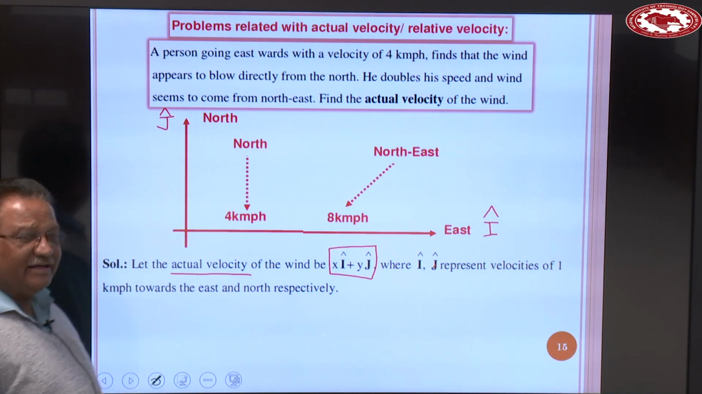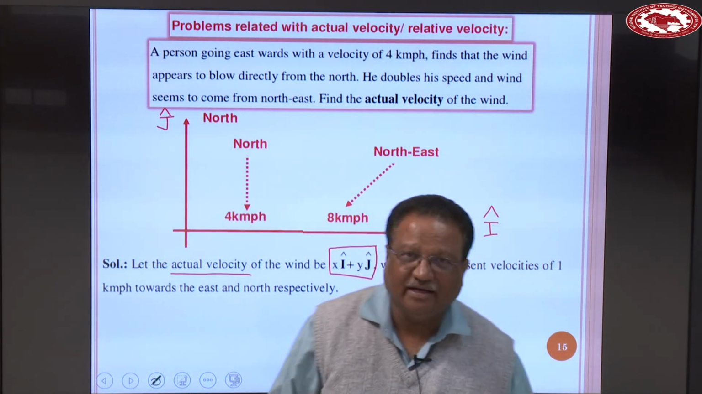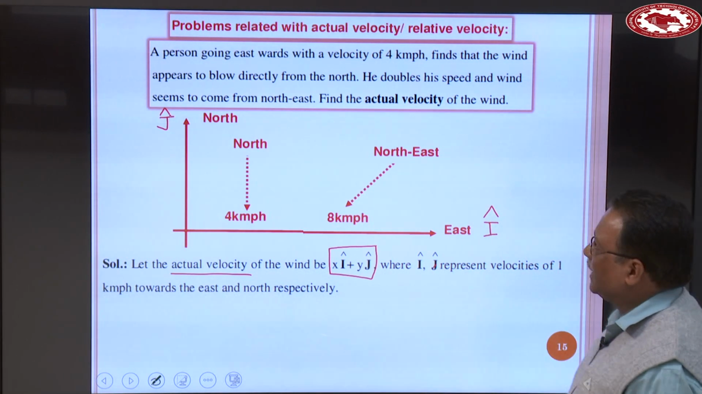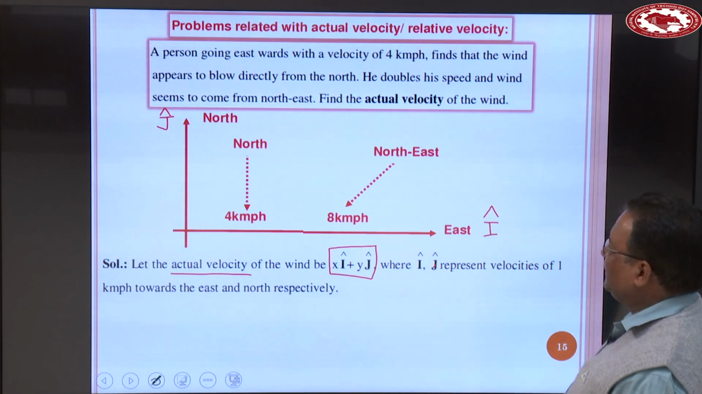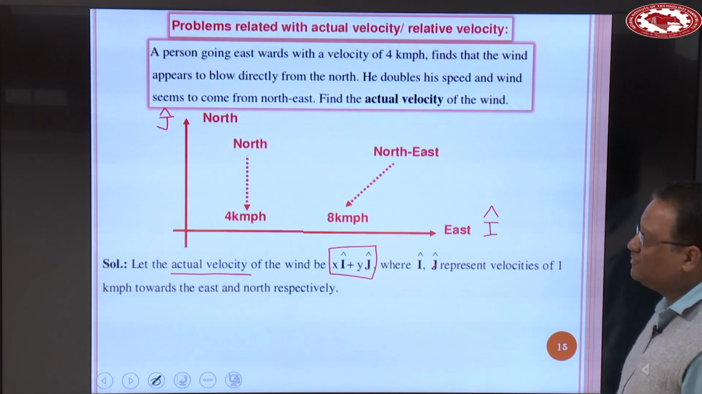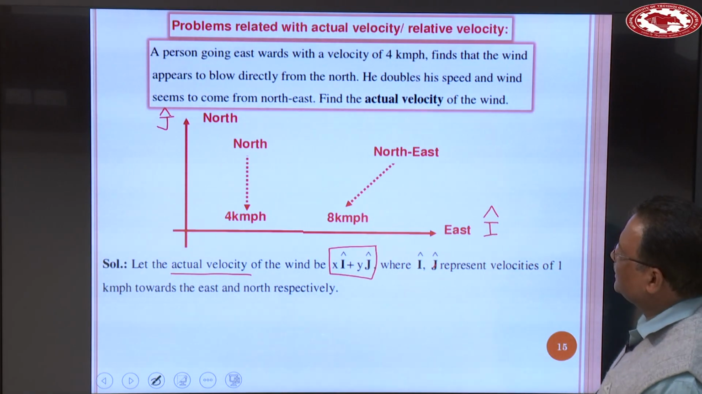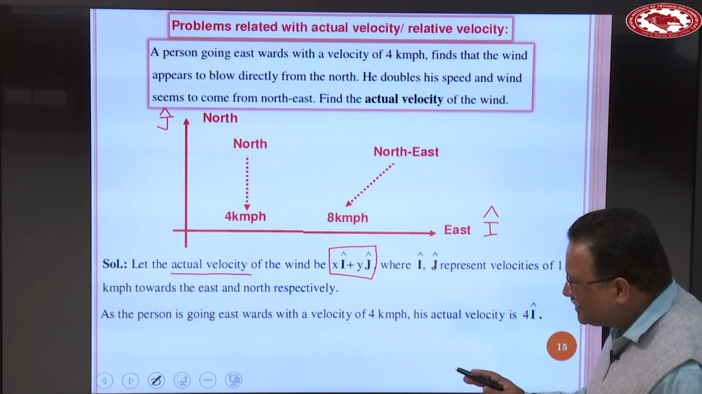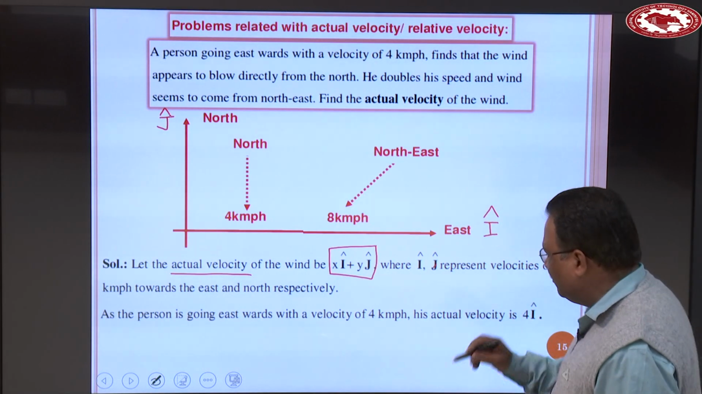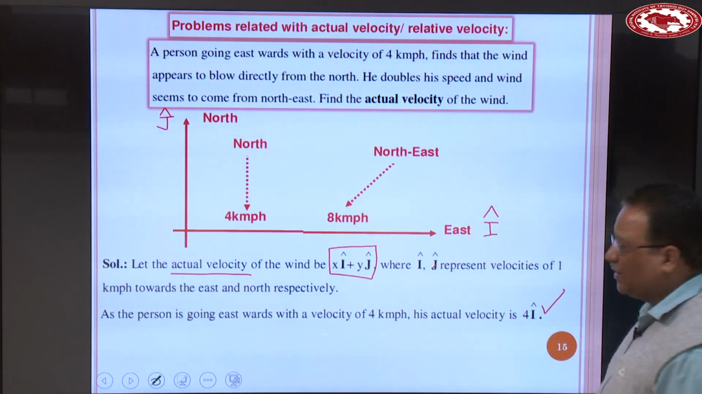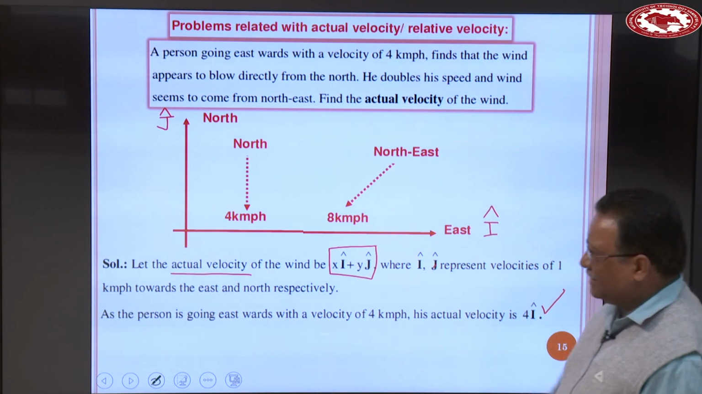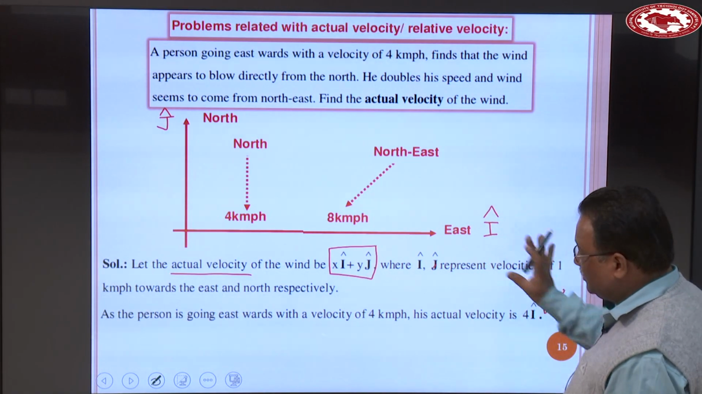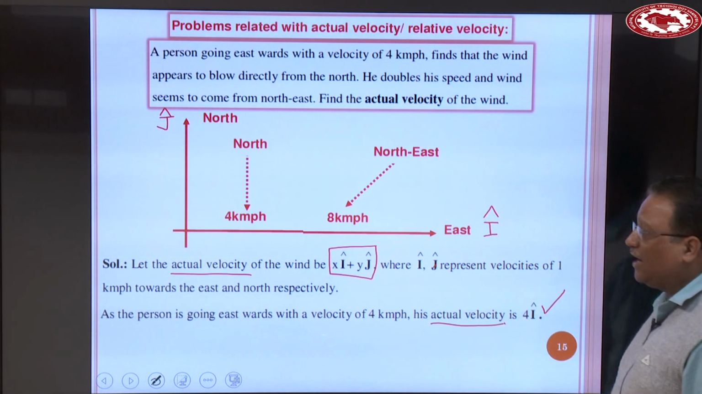Okay. So we have ultimately two equations. When speed is 4 km/h, the wind appears to blow directly from the north. When speed is 8 km/h, then the wind seems to come from the northeast. The question is, what is the actual velocity of the wind? So the purpose is to evaluate the value of x and y. As the person is going eastwards with a velocity of 4 km/h, his actual velocity is 4i cap. इसका मतलब अगर i cap इस डायरेक्शन में यूनिट वेक्टर है, तो उसकी एक्चुअल वेलोसिटी है 4i cap.